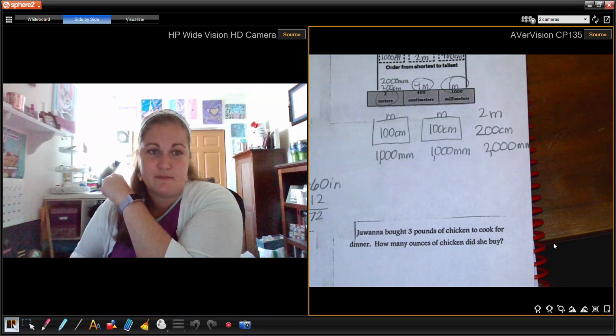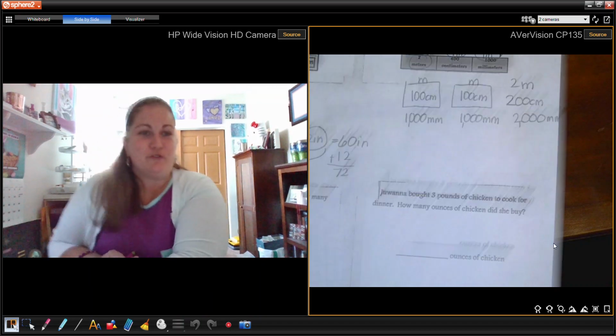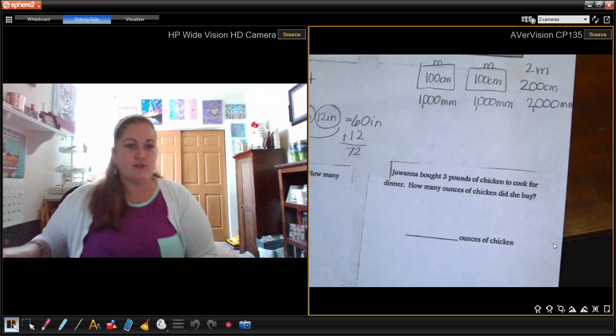Cat's in the back looking at himself. All right, I'm going to move him out of the way so we don't watch him the whole time.